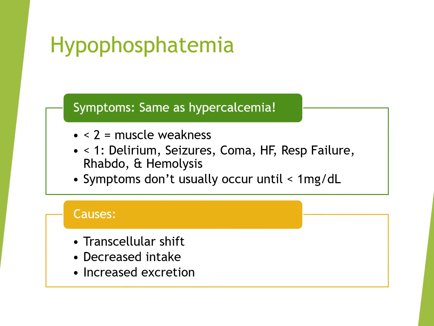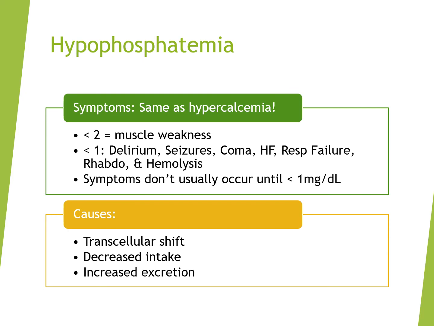The causes, there's 3 main causes. First could be a transcellular shift, such as in respiratory alkalosis or hyperventilation. So think of a patient with sepsis or DKA or severe stress. This causes the pH to rise, which forces phosphorus into the cells. It could also be due to decreased intake, such as in malnutrition, refeeding syndrome, or hungry bone syndrome, or with increased excretion, like when you have too much PTH. So the kidneys are excreting too much phosphorus.